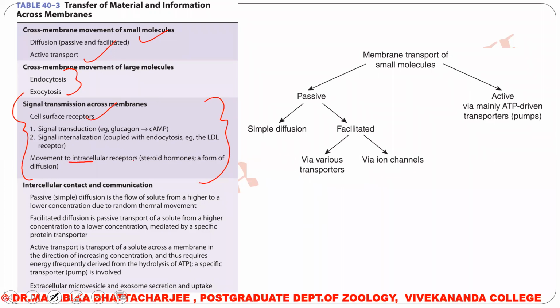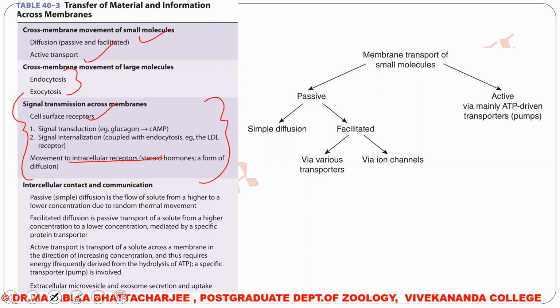And there are certain receptors, as in case of steroid hormones, these receptors are present in the cytoplasm itself. They're not found in the membrane. So what happens, these hormones can move through the lipid bilayer and can bind with the receptors present in the cytoplasm itself. So the steroid hormones move across the membrane, which is nothing but a form of diffusion.